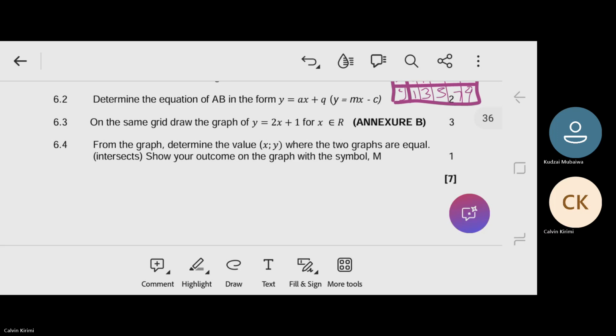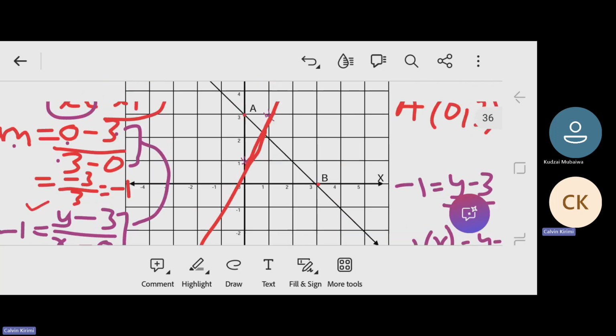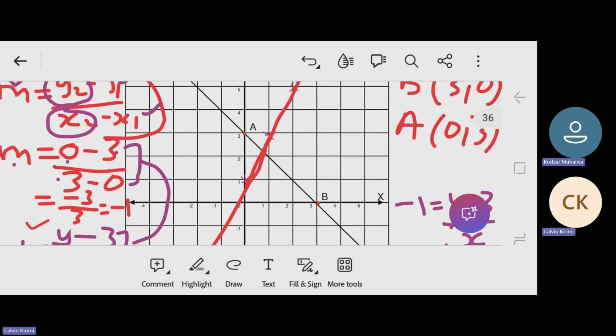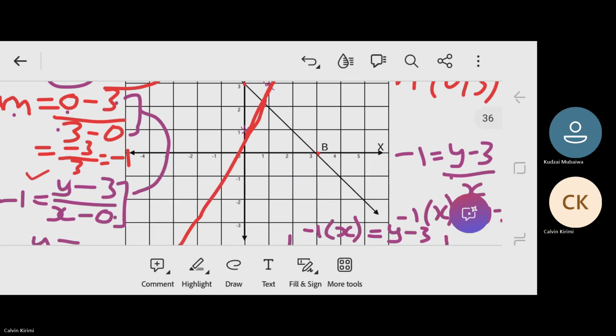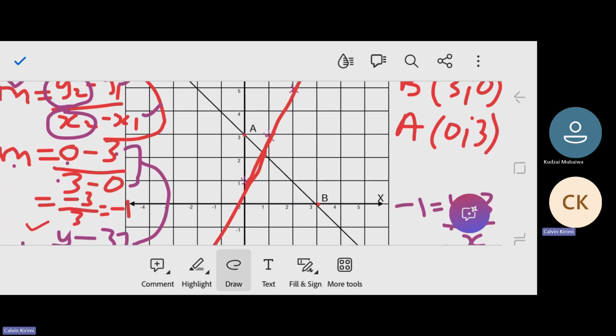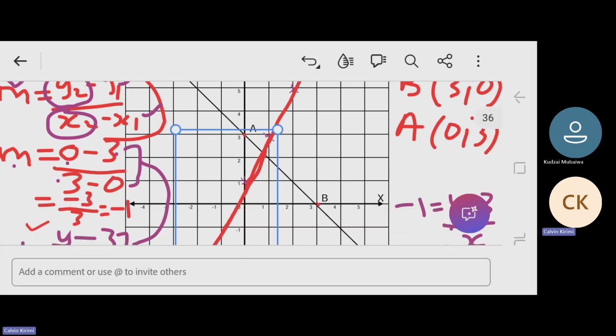All right. So they are saying, show from the graph. Can you see from the graph? Determine the value of x and y where the two graphs are equal or they intersect on the graph with the symbol M. So where these two lines are going to cut, you are going to indicate the value of x. Can you see where these graphs are cutting each other? So we are going to indicate what is the value of x at that point and what is the value of y at that point.